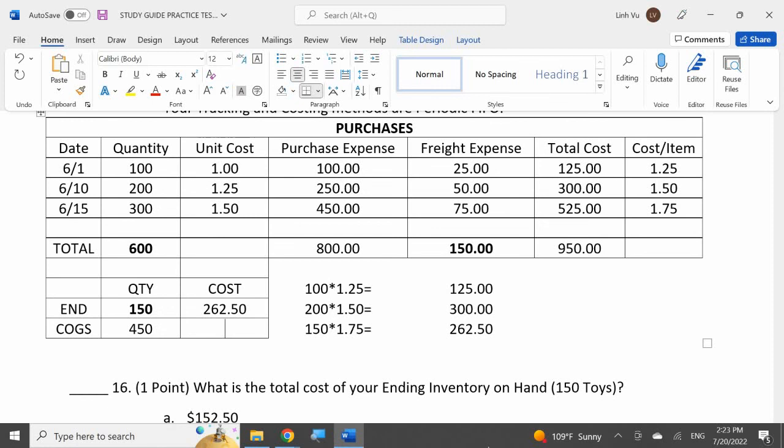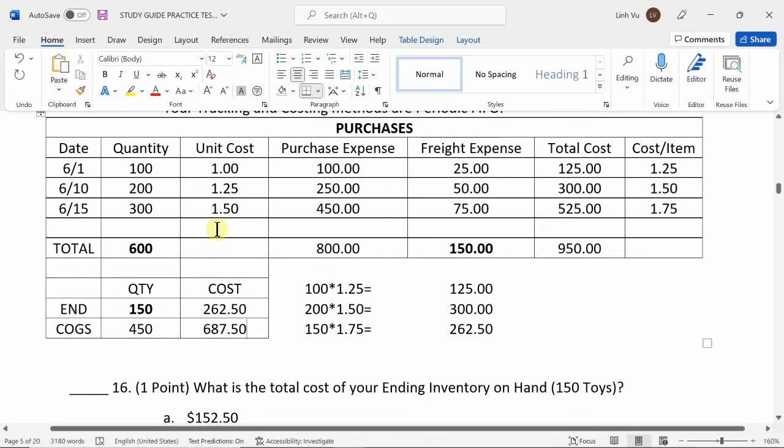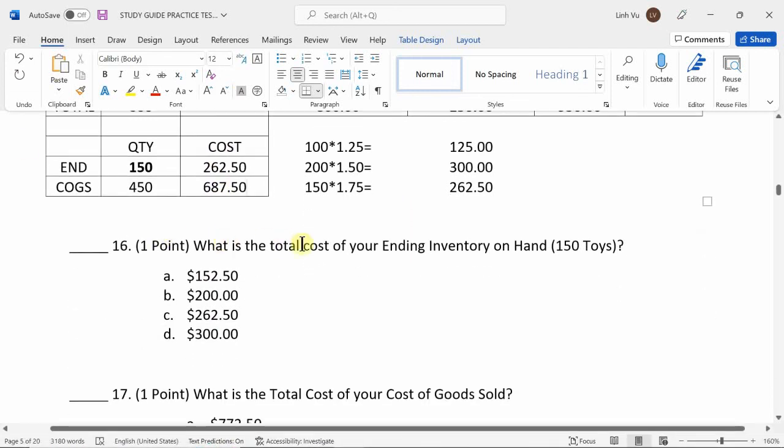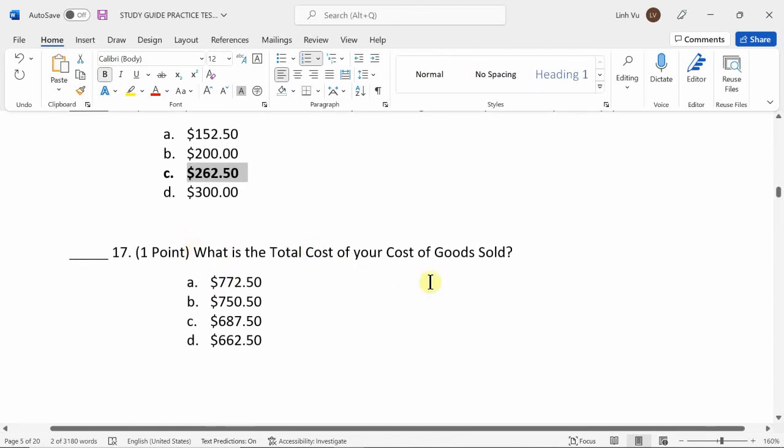You're going to get $262.50 because 150, right? You already multiplied it. 150 times $1.75. You're still going to get 150 left remaining at $1.75. So in this case, you already calculated the work by doing $262.50. So what is your ending cost of goods sold? $687.50. Good, right? So once again, answer the question. What is the total cost of your ending balance? $262.50. Okay. And what is the total cost of your cost of goods sold? $687.50. Okay.